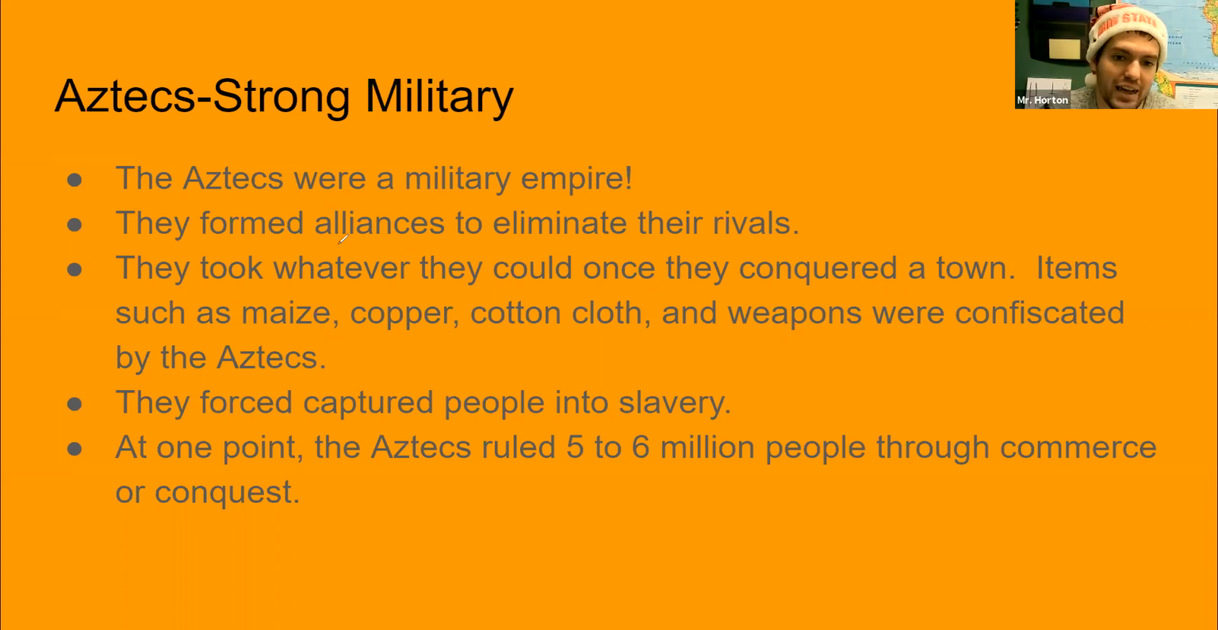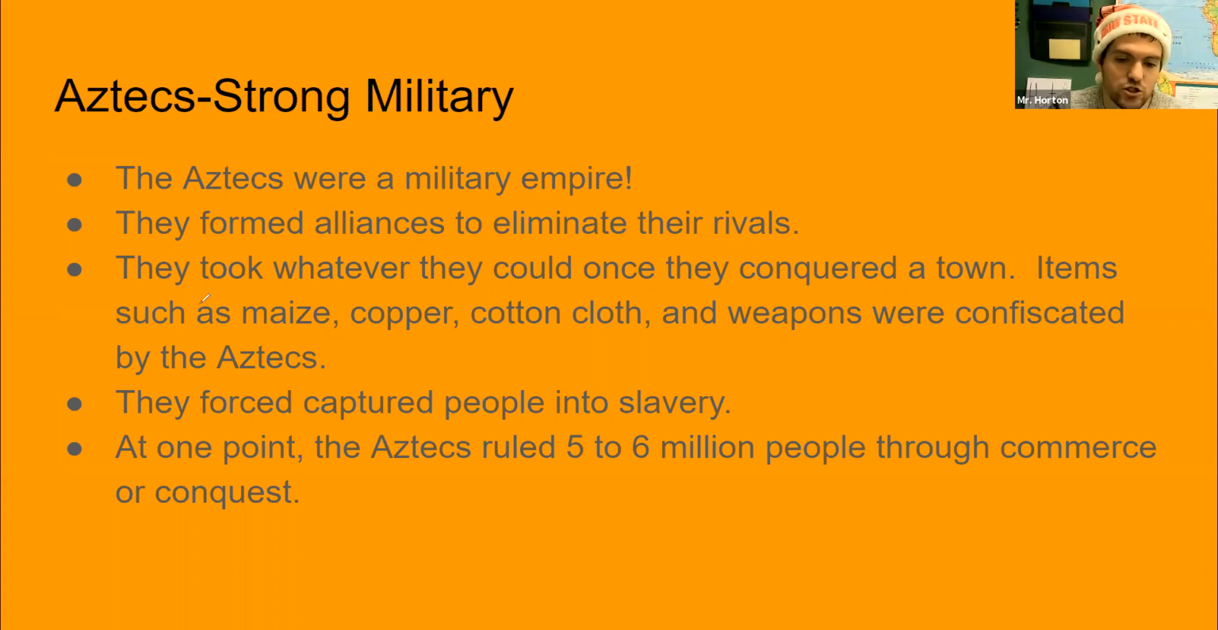And so the Aztecs formed alliances. They formed alliances with other tribes, the ones that would agree with them, to eliminate their rivals. There were still other tribes in Mexico that would not agree with them and became the Aztec rivals. And they would eventually be destroyed or killed because of what a strong force the Aztecs were.